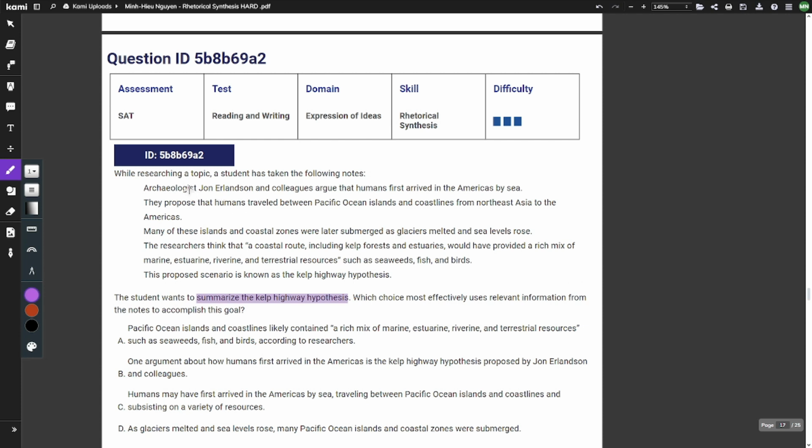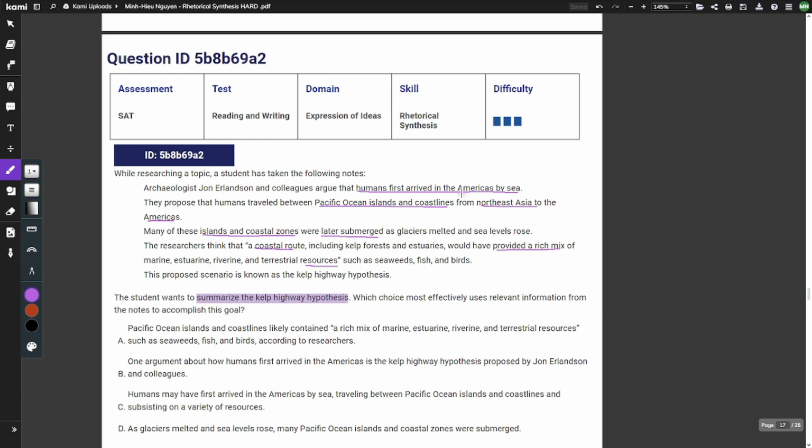So let's start reading. Alright, the important thing here: they first arrived in the Americas by sea, and they traveled between Pacific Ocean islands and coastlines from Northeast Asia to the Americas, and then they thought these islands and coastal zones were later submerged, and that a coastal route provided a rich mix of resources. And then this entire scenario is known as the Kelp Highway hypothesis. So let's summarize it real quick.